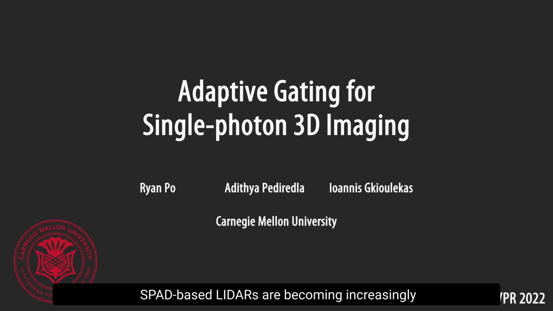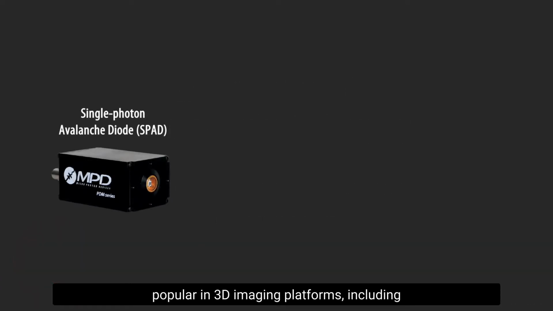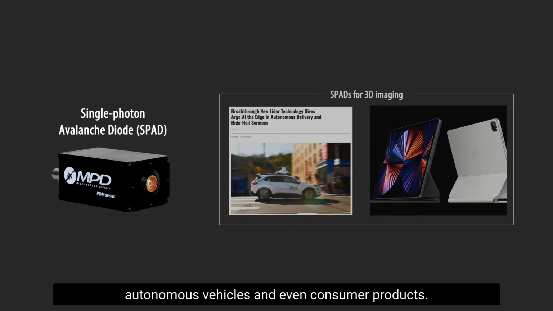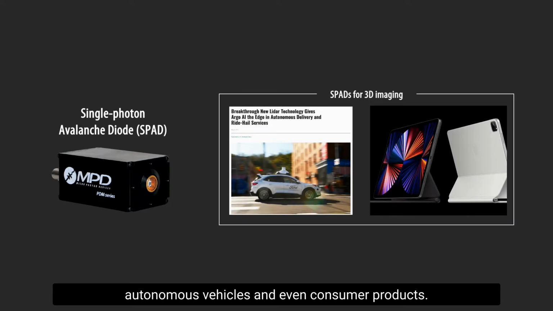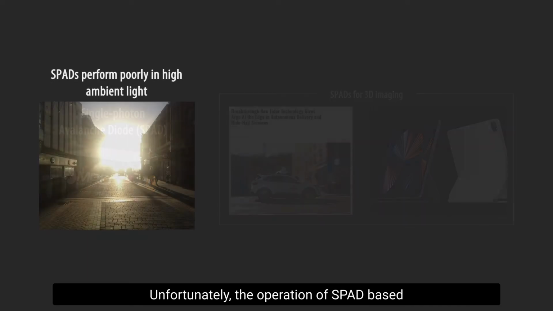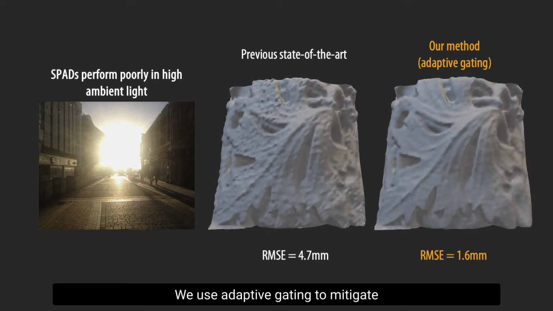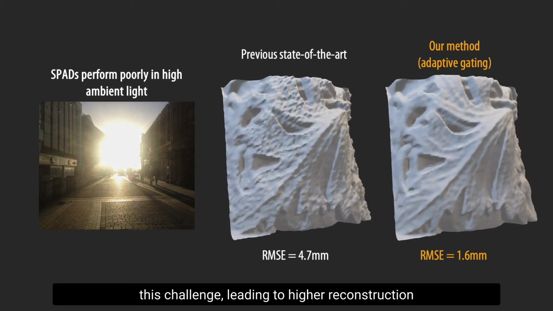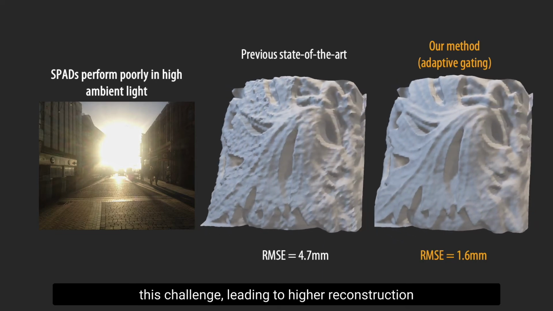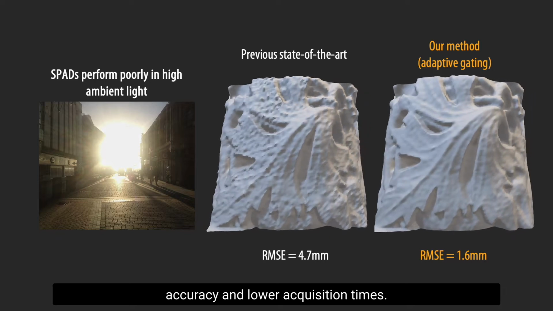SPAD-based LiDARs are becoming increasingly popular in 3D imaging platforms, including autonomous vehicles and even consumer products. Unfortunately, the operation of SPAD-based LiDARs under sunlight and other high ambient light conditions remains challenging. We use adaptive gating to mitigate this challenge, leading to higher reconstruction accuracy and lower acquisition times.